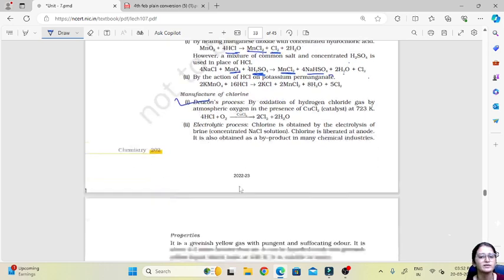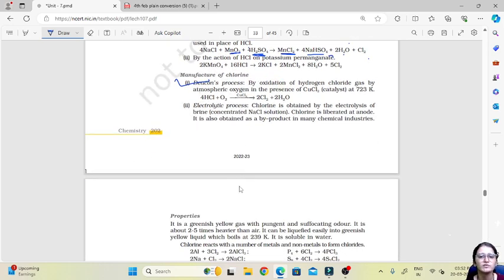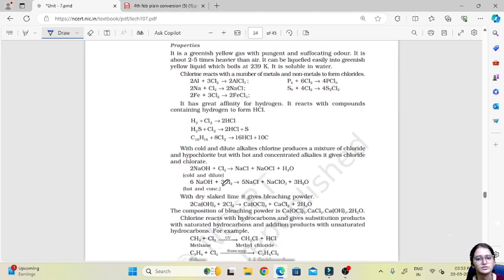Then a very important method to produce this is Deacon's process, in which HCl is treated with oxygen. HCl, that is hydrogen chloride gas, is treated with oxygen in presence of cuprous chloride catalyst at 723 Kelvin. It gives chlorine and water. Electrolytic process: this can be done by electrolysis of brine, that is concentrated sodium chloride solution, and chlorine is liberated at the anode, and it is a byproduct of many chemical industries.